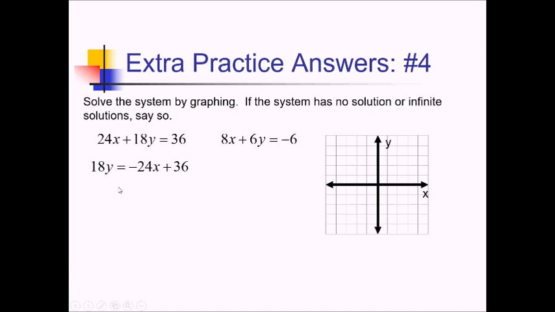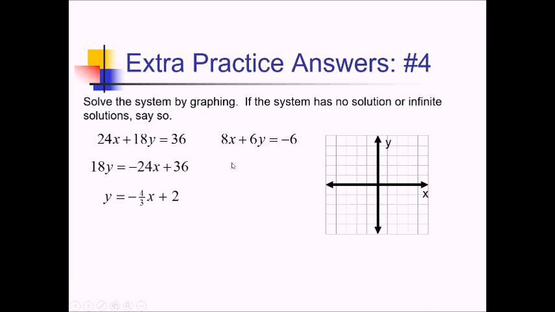And then I'm going to divide both sides by 18, so that'll give me y on the left. And over here I've got negative 24 over 18. Now I can reduce that by 6, so that's really negative 4/3 x. And then 36 divided by 18, that's going to be a plus 2. So this will be a little bit easier to graph. Before I graph that though, let me go on to this next one and just rearrange this.